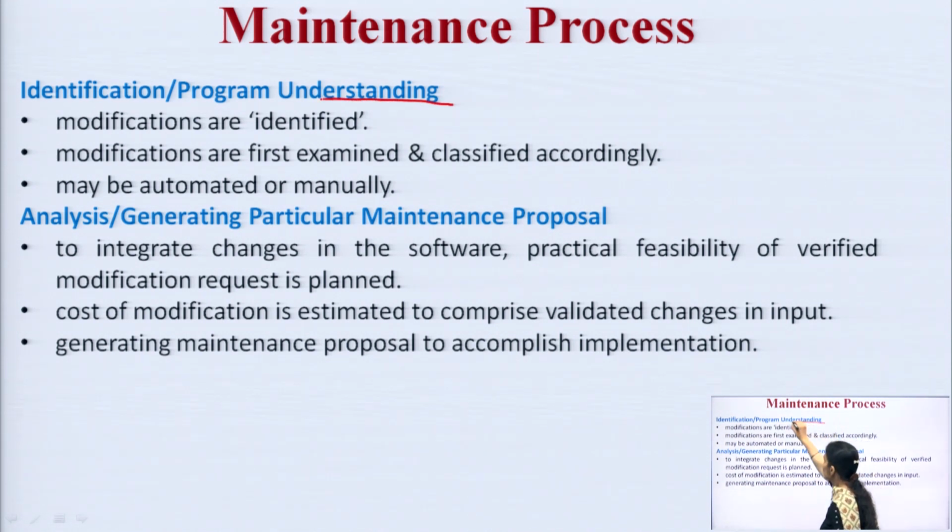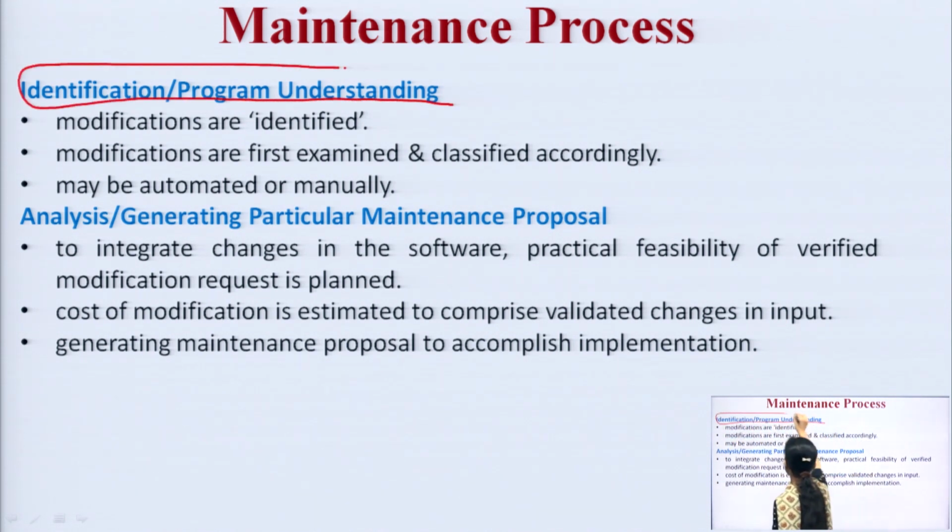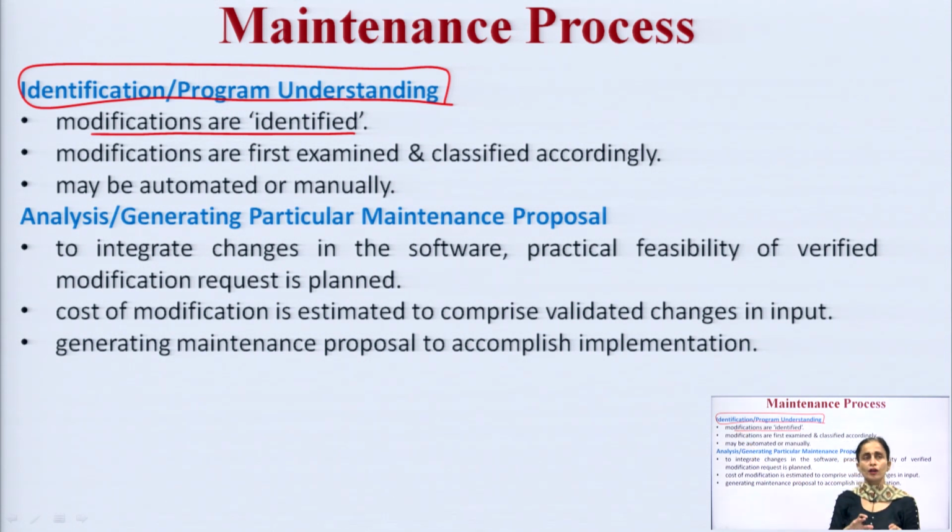The first is identification and problem understanding. Here the modifications are identified because I have deployed the software and I want to know the modifications. So, modifications are identified here, and after they are first examined, they are then classified accordingly. This process can be done either automated or manually.